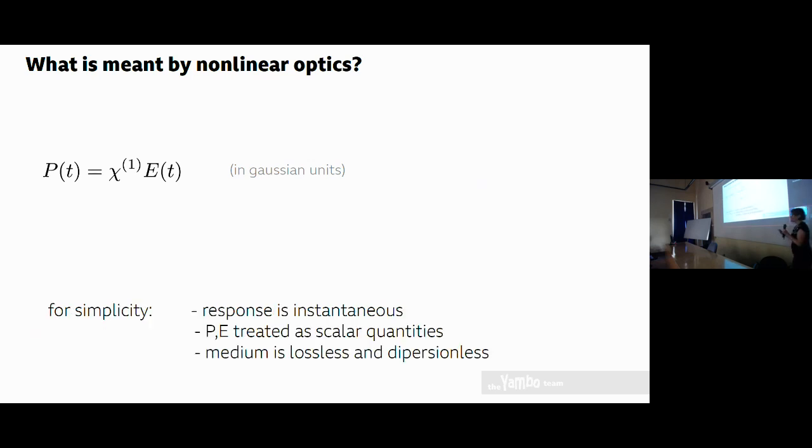Here I just put some simplification just because it's the first slide. First of all, I just assume that the response is instantaneous. So the polarization at time t depends only on the field applied at time t. I'm also treating P and E as scalar quantities.